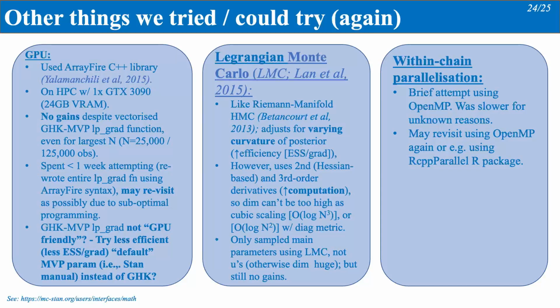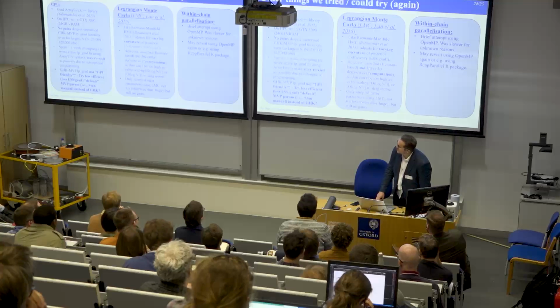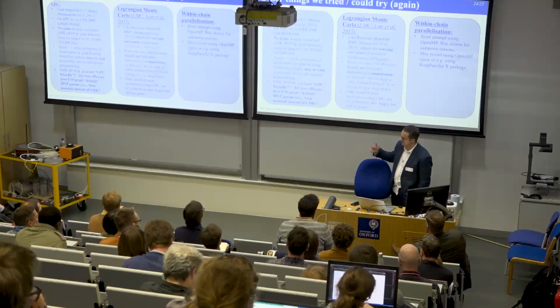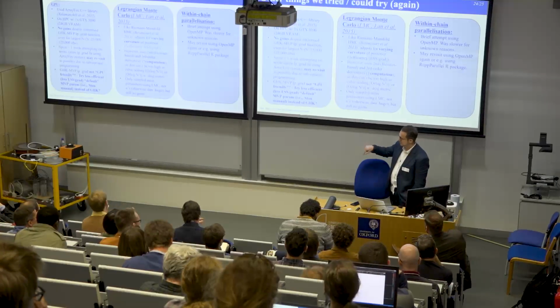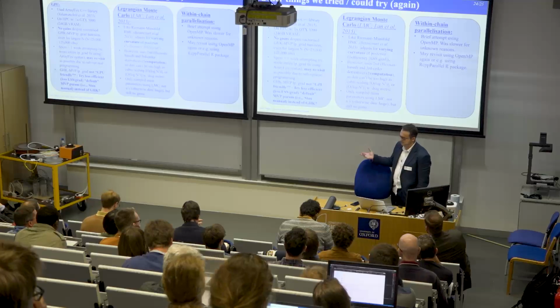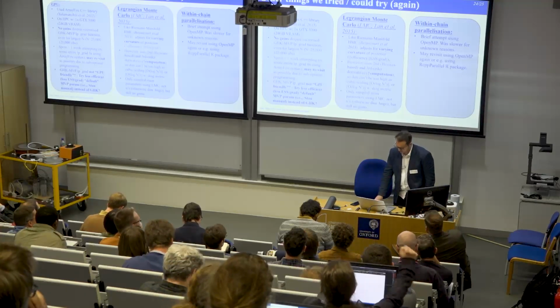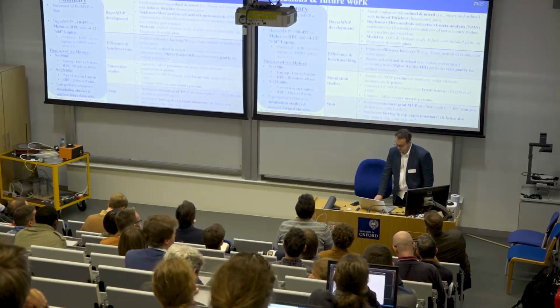Other things we tried include GPU programming, Lagrangian Monte Carlo, and within-chain parallelization. I only briefly attempted these things. They didn't work. I do want to revisit GPU programming because I think using the more inefficient parameterization will actually be more efficient for this model. Even though it's less efficient in terms of ESS per grad, the GPU benefits might outweigh it, because you can write it as a product of big matrix multiplications, which I think GPUs are meant to be good for. And with within-chain parallelization, I only tried it with OpenMP.